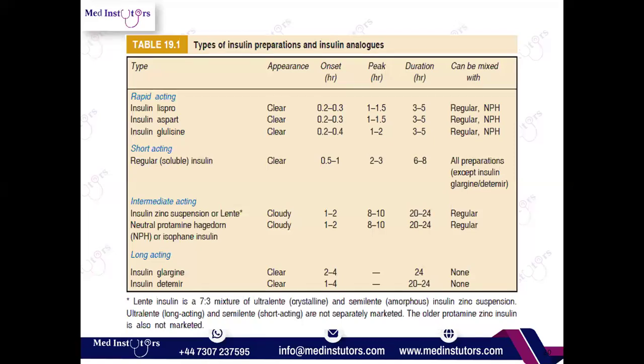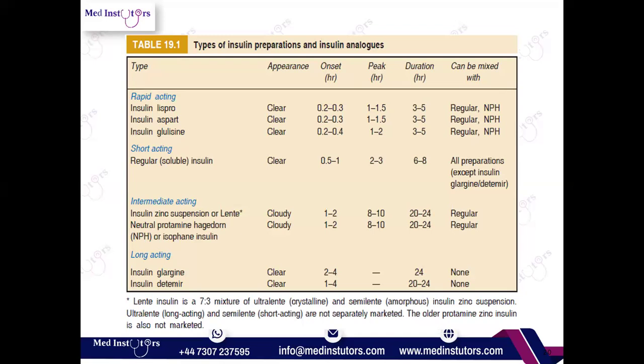Here we have the Lispro, Aspart, and Glulisine as the rapid-acting insulins. Then we have our own regular or the soluble insulin, which is short-acting. Then we have the NPH insulin or the isophane insulin. NPH stands for neutral protamine Hagedorn, and that is the intermediate acting insulin. And we have glargine and detemir as the long acting, and the ultra long acting insulins include degludec and icodec, which is the recent one, and we can see those insulins later.